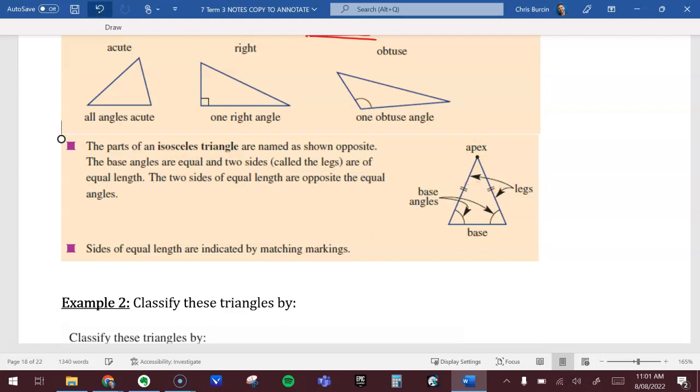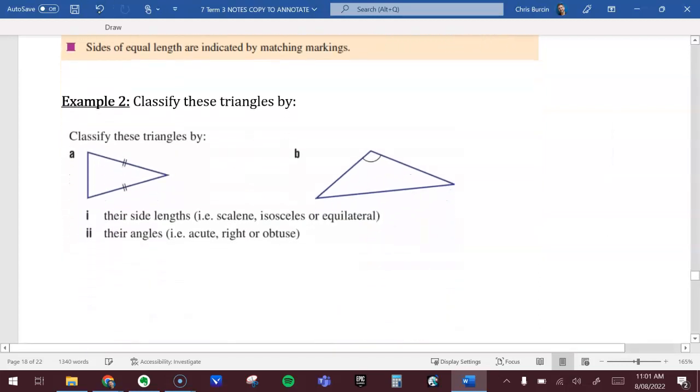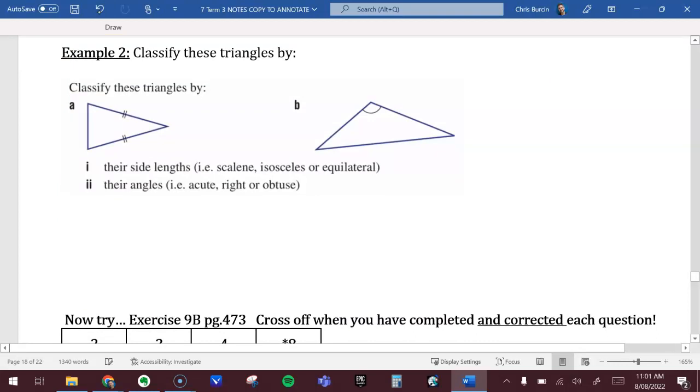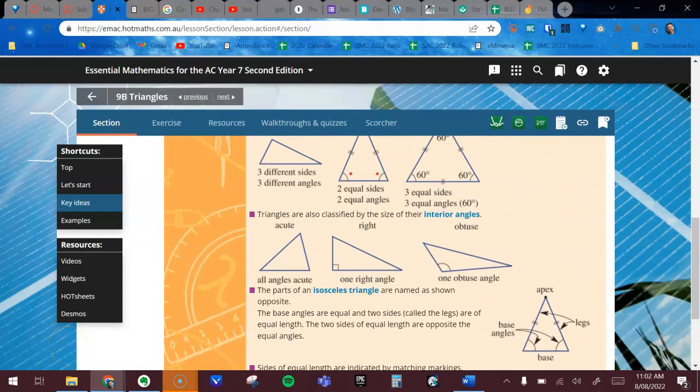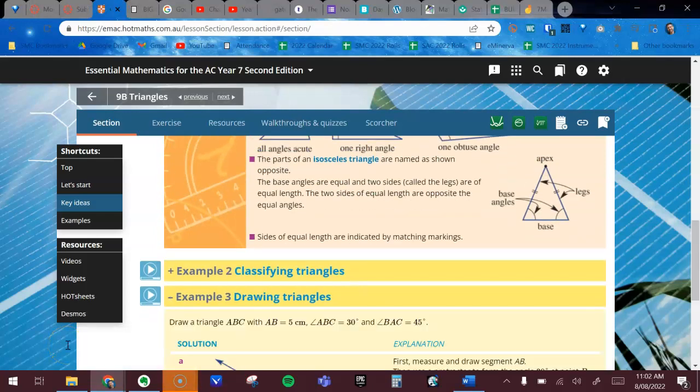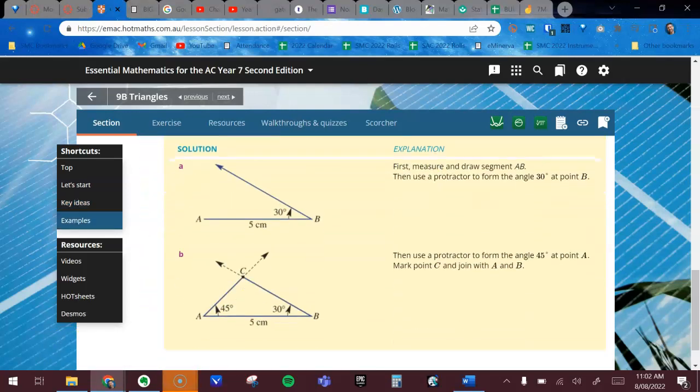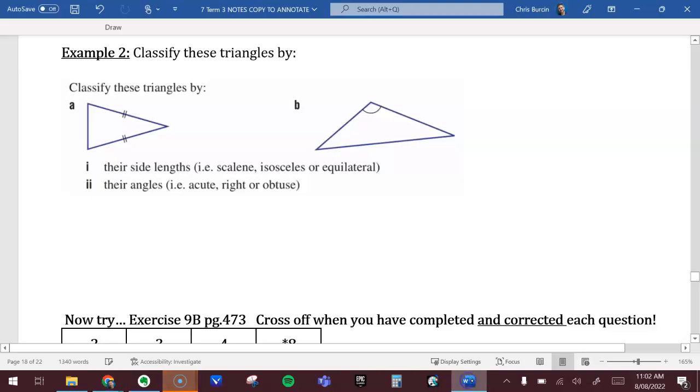Now there's one more thing for you to go and look at. You're going to classify these triangles, and we'll do that together, and then you're going to go and have a look at the textbook for the same thing, and you're going to look at this example of how to draw a triangle, because the video is really good for you, better than one that I can make right now. So let's go back and do what we're doing.